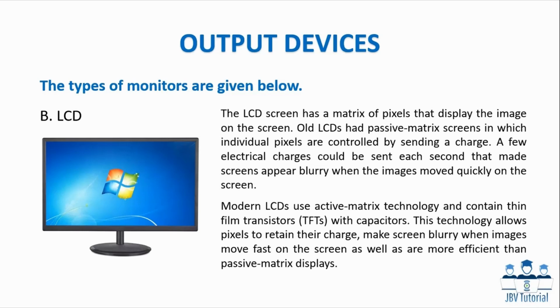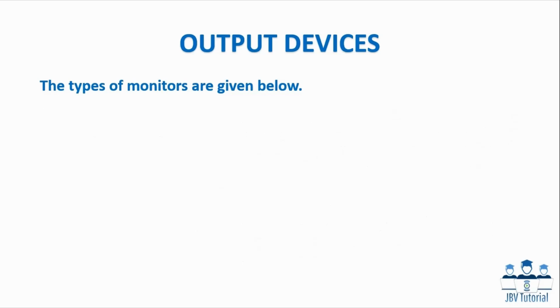Old LCDs had passive matrix screens in which individual pixels are controlled by sending a charge. Only a few electrical charges could be sent each second, which made screens appear blurry when the images moved quickly on the screen. Modern LCDs use active matrix technology and contain thin film transistors, TFTs, with capacitors. This technology allows pixels to retain their charge, so screens do not blur when images move fast, and they are more efficient than passive matrix displays.